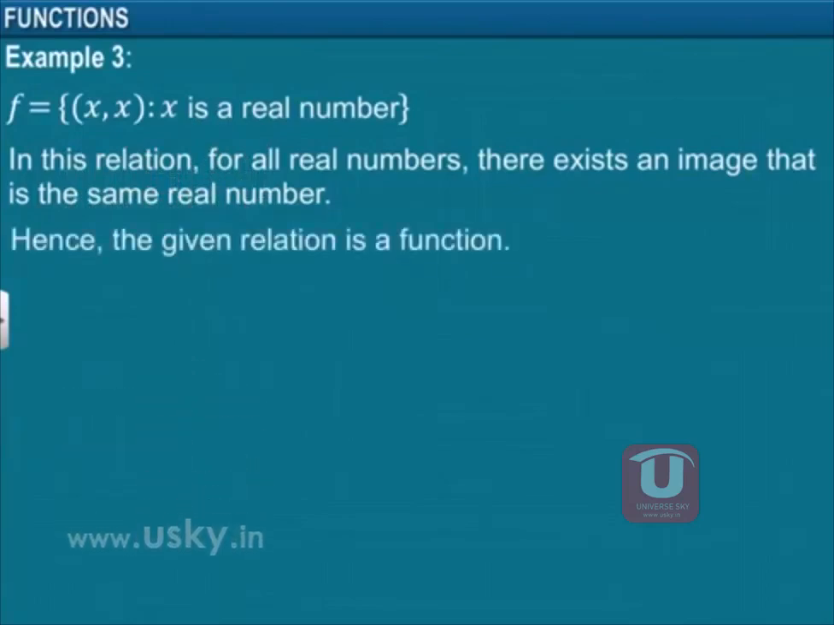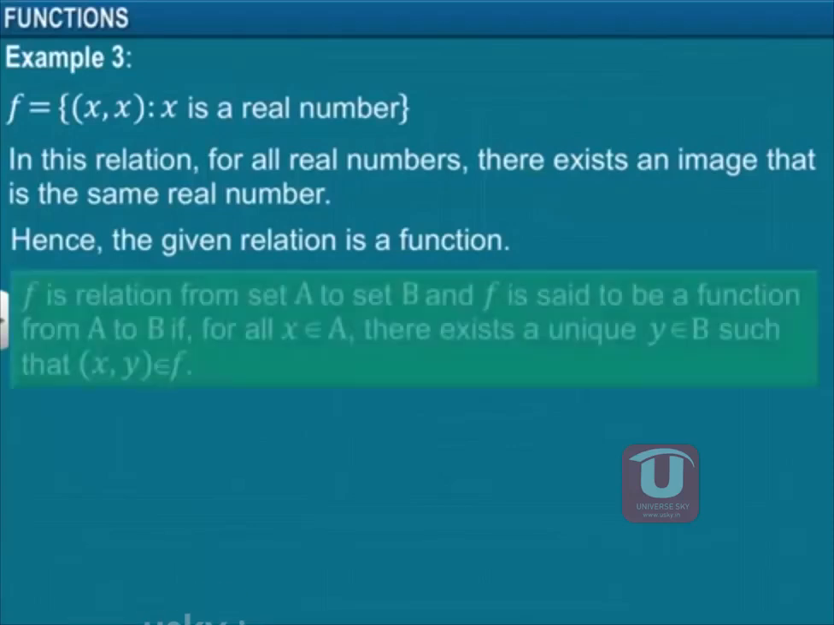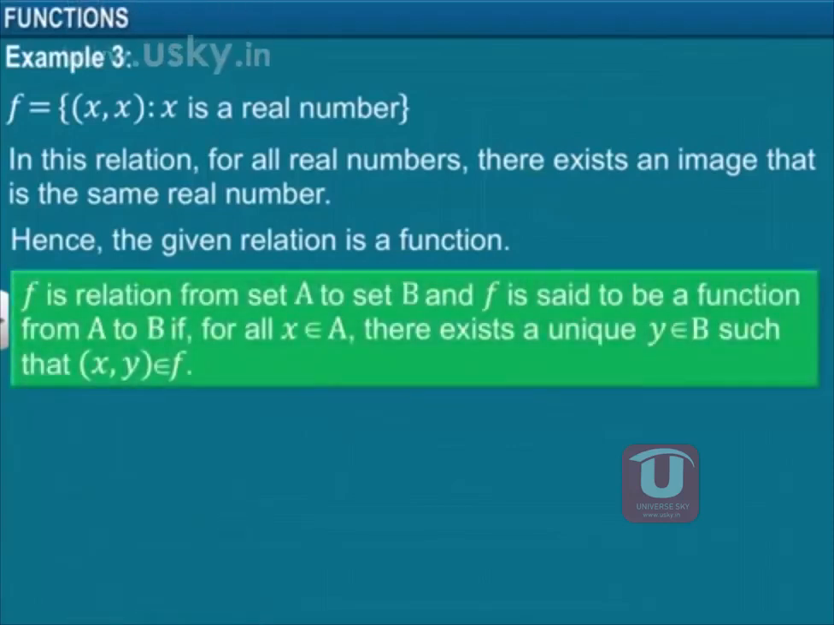We can thus conclude that f is a relation from set A to set B, and f is said to be a function from A to B if for all x belonging to A, there exists a unique y belonging to B, such that the ordered pair (x, y) belongs to f.